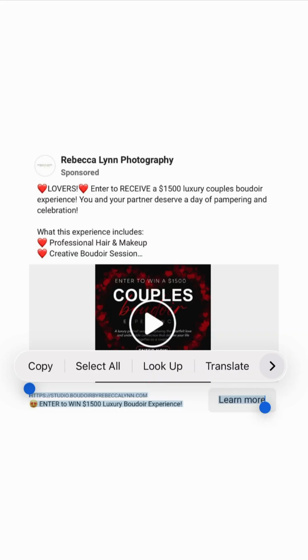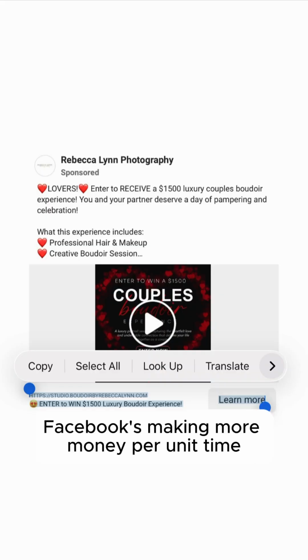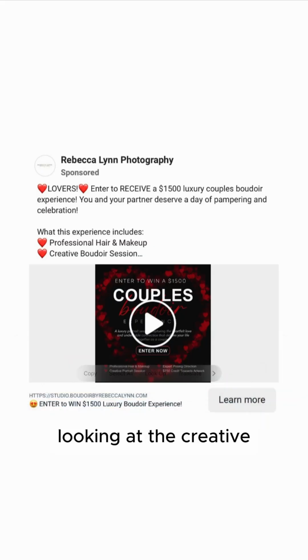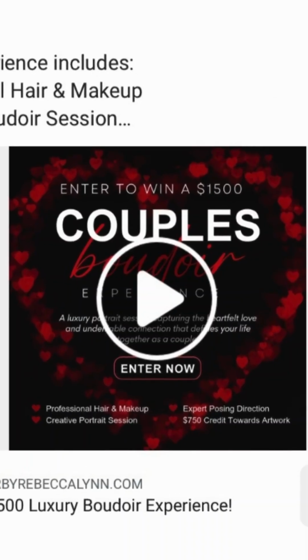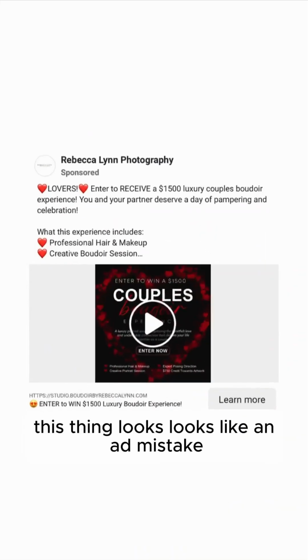And so Facebook's making more money per unit time. We're losing more money per unit time. Looking at the creative, this looks like an ad mistake.